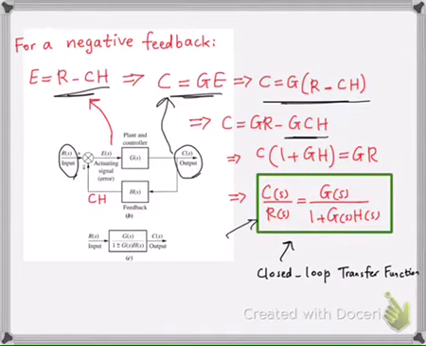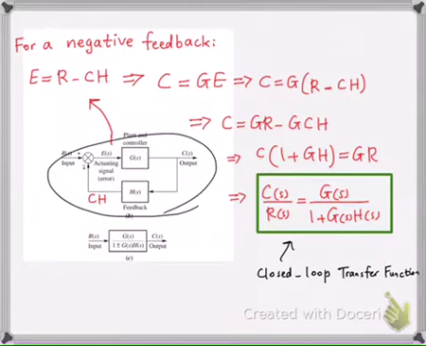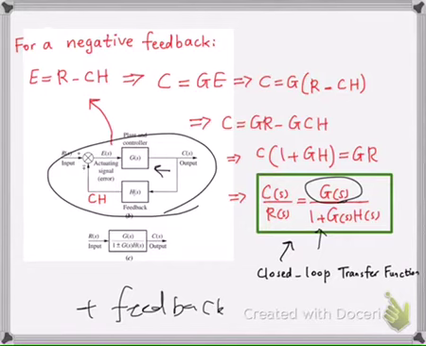All right, so now if you have this configuration, all you need to do in order to find the closed loop transfer function, if it's a negative feedback, is just G in the numerator, and the denominator is going to be 1 plus G multiplied by H. And again, this is if this is a negative feedback. If it's a positive feedback, then your denominator is just going to be 1 minus GH. Everything is going to be the same except that your denominator is just going to be 1 minus GH.